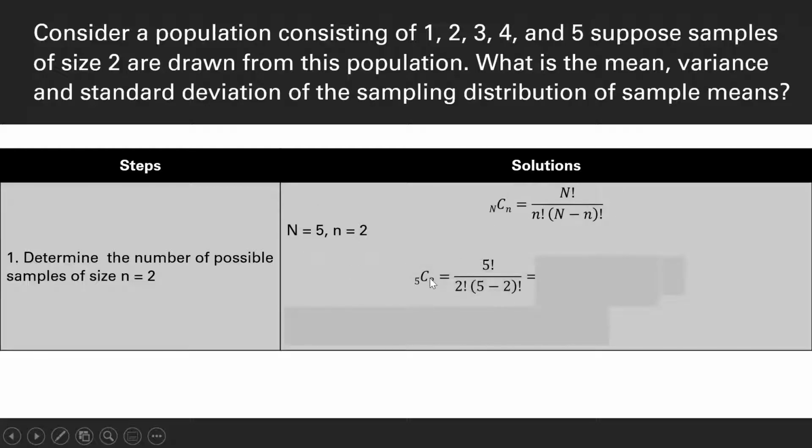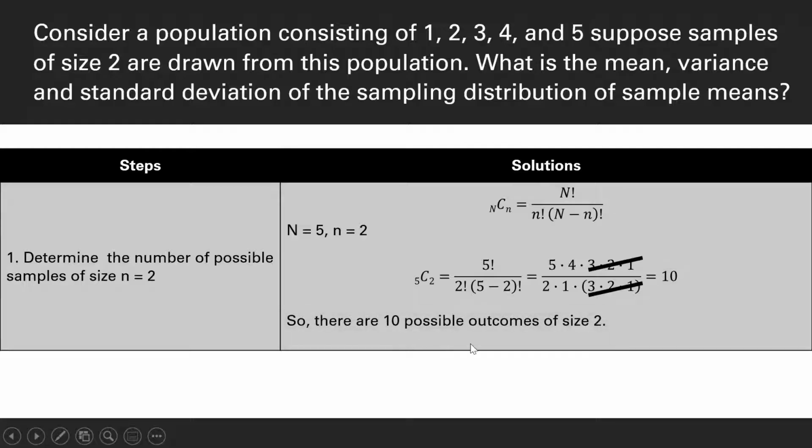So that is now 5 taken 2 at a time is equal to 5 factorial over 2 factorial times 5 minus 2 factorial. 5 factorial means we're going to multiply the numbers from 5 down to 1. So that is 5 times 4 times 3 times 2 times 1. 2 factorial means 2 times 1. 5 minus 2 is 3 factorial, so that is 3 times 2 times 1. So we can cancel this 3 times 2 times 1. What's left is 5 times 4 over 2 times 1. 5 times 4 is 20, divided by 2 times 1 is 2. 20 divided by 2 is 10. So therefore, there are 10 possible outcomes of sample size 2 that we can draw from this population.